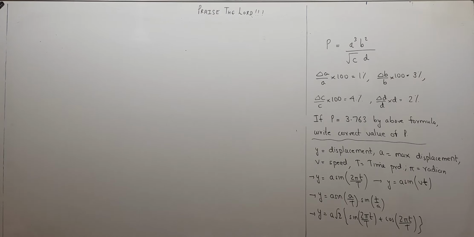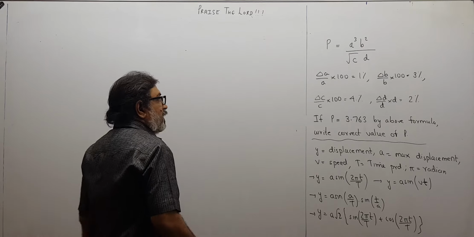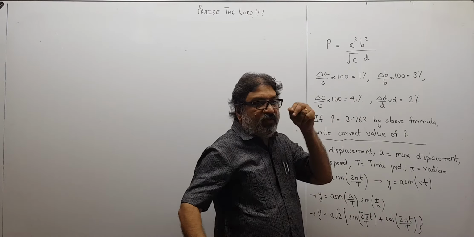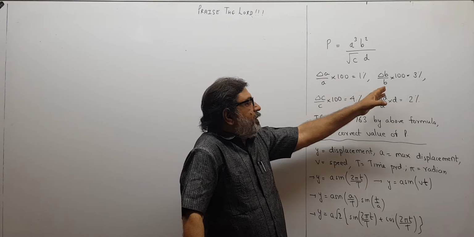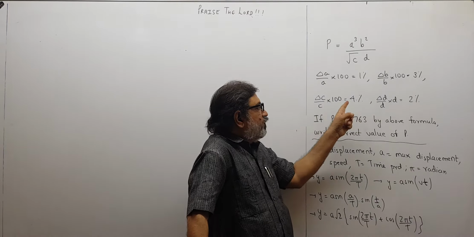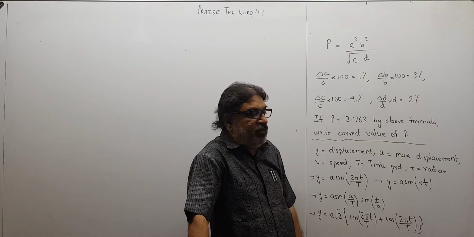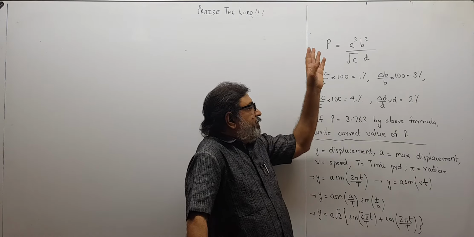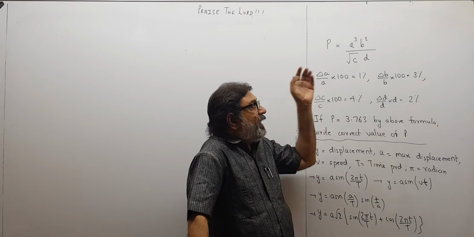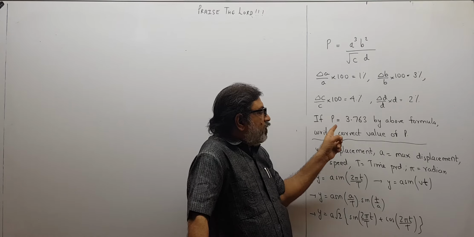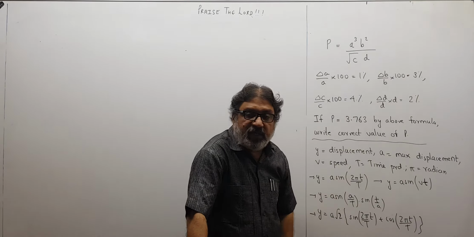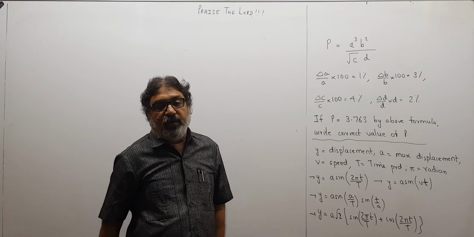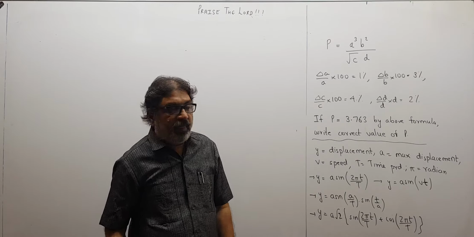Okay, children, a quantity P is given by A cube, B square, root C and D. Percentage error in A is 1%, in B it is 3%, in C it is 4%, and in D it is 2%. We must have been given the true values of A, B, C, D, and using this formula, the value of P is found to be 3.763. Then write the correct value of P. Correct value of P means you have to mention the true value and the amount of error.